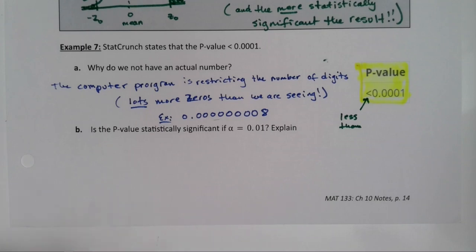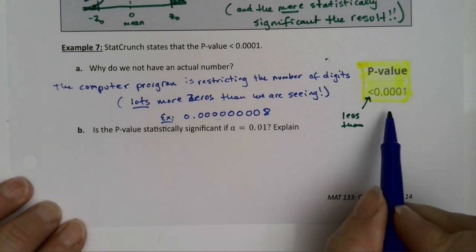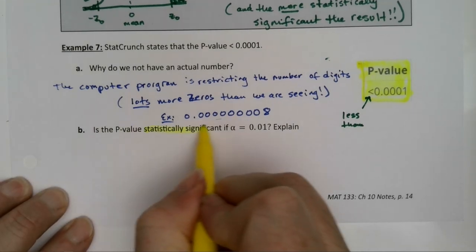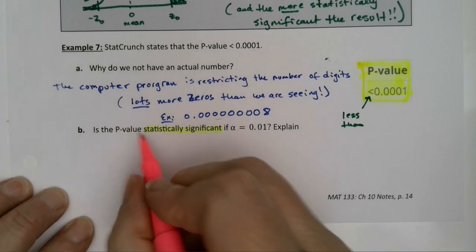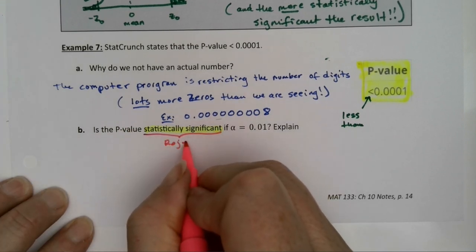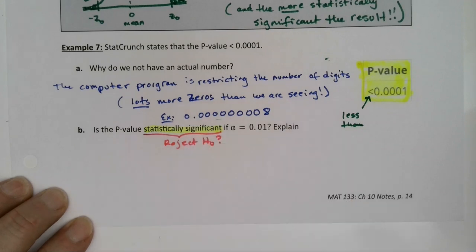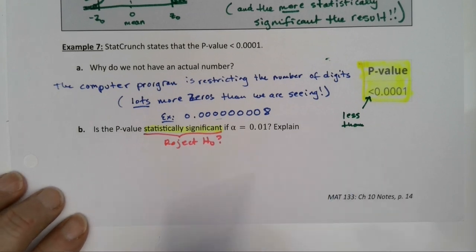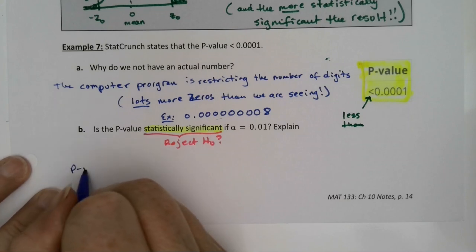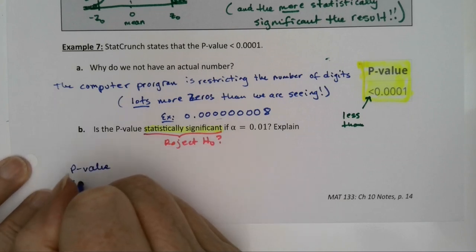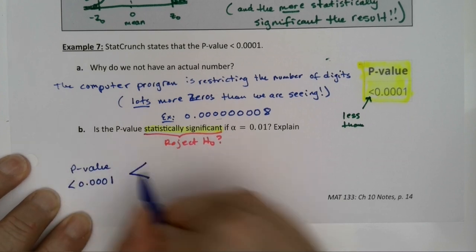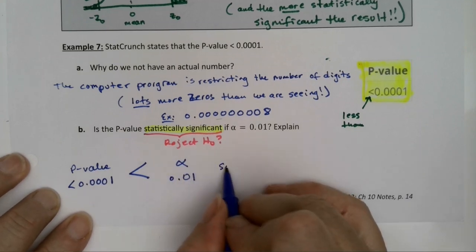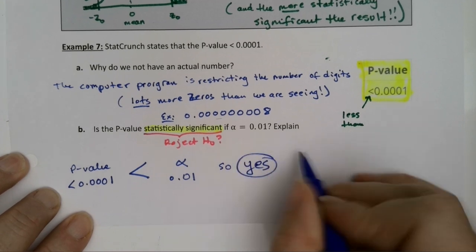So the question for you then is, that p-value, even though you don't know what it is, is it statistically significant? In other words, do we get to reject H0? Because statistically significant is code for do we get to reject the null hypothesis or not. And the answer is sure, of course we do. We don't know what it is, but we know it's really, really small. That p-value, which is smaller than 0.0001, is definitely less than my alpha, which is 0.01. So yes, we reject H0.